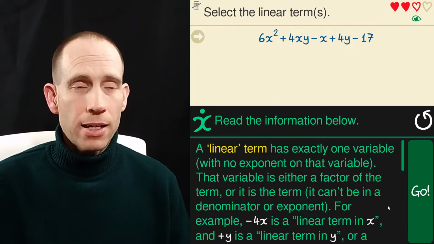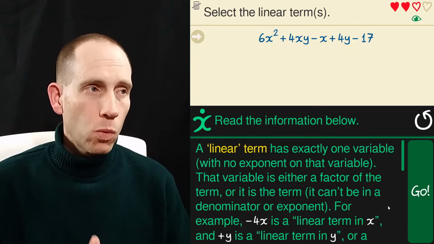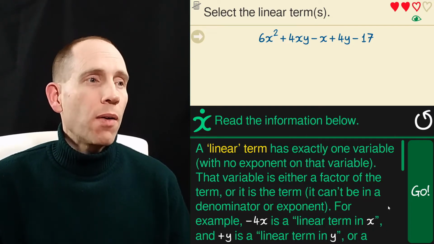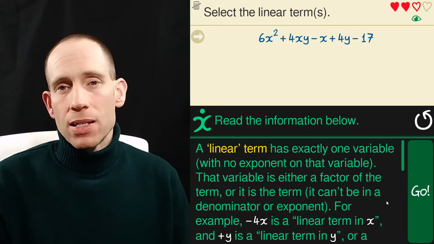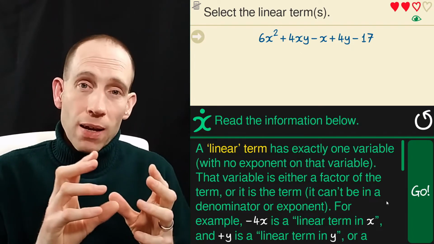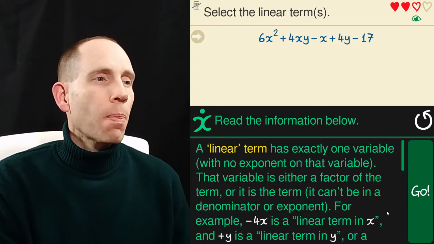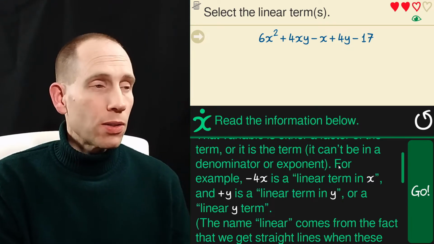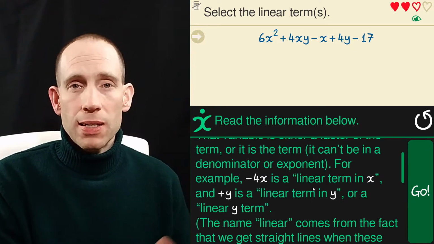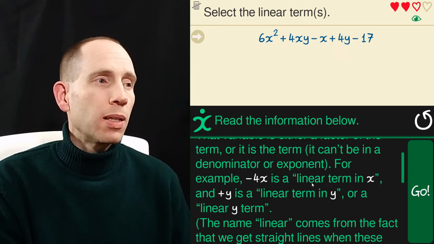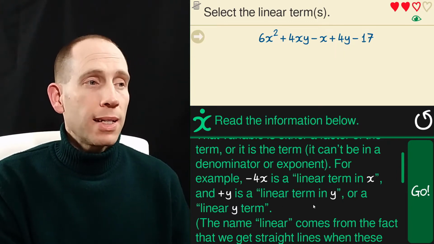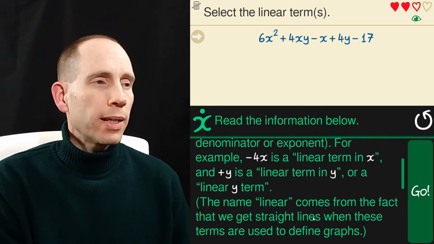Okay, so a linear term has exactly one variable, one letter, with no exponent on that variable. So it doesn't matter whether it's an x or a y or an a or a b, it's got to have just one letter there. So it can have any coefficient, it could be positive, could be negative, got a number in front of it, but it's, so minus 4x is a linear term, plus y is a linear term or a linear y term.